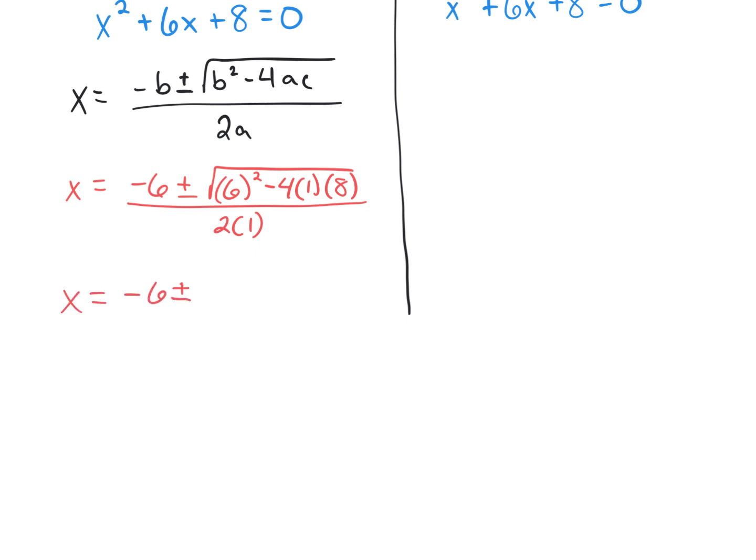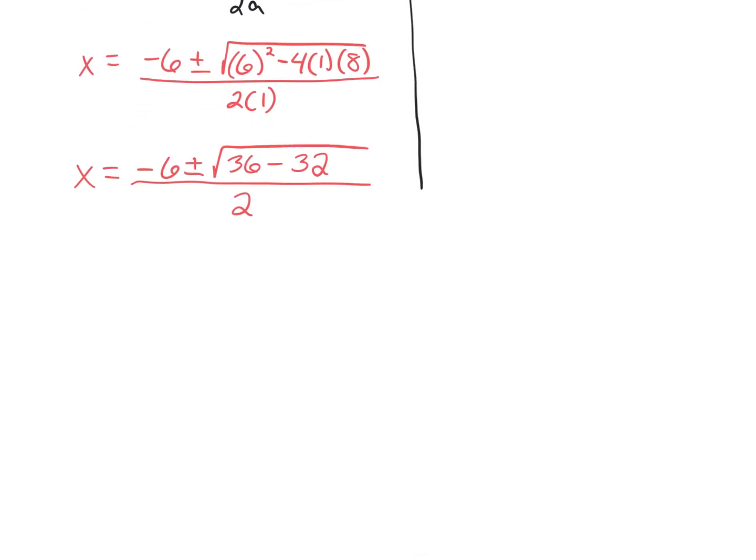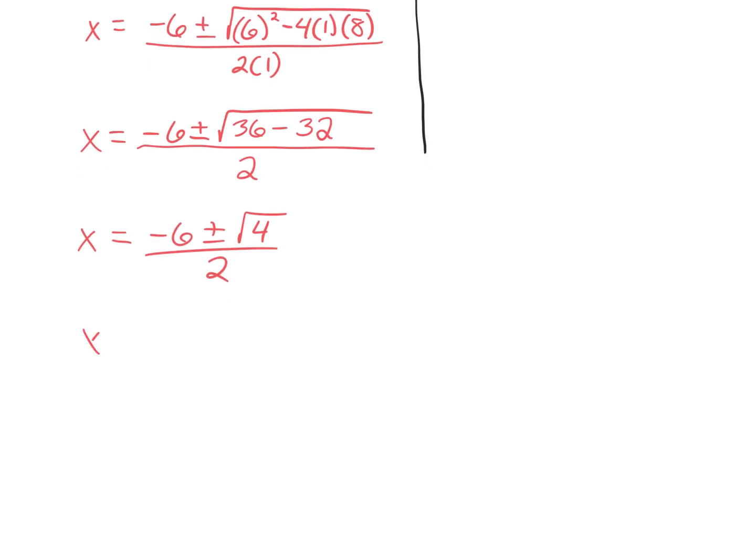We have negative 6 plus or minus the square root. What's 6 squared? 36. Minus 4 times 1 is 4 times 8 is 32. Yep. Divided by 2 times 1 is 2. Okay. Continuing on, what is 36 minus 32? 4. And then divided by 2. Keep going. Can I simplify the square root? Yeah. What's the square root of 4? 2 divided by 2. Okay.